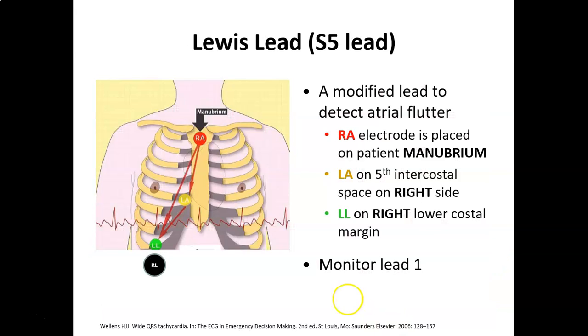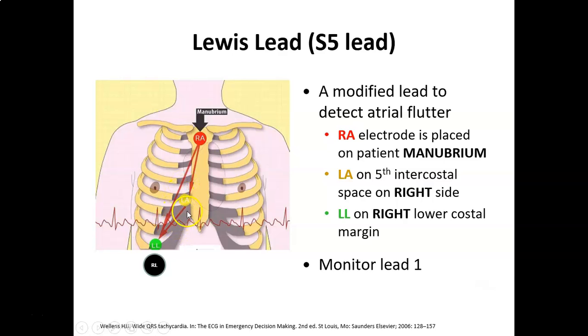So this is another special lead which is called Lewis lead or S5 lead. It's a modified lead to detect the atrial flutter. So here a right arm electrode is placed on the patient's manubrium sterni. Left arm electrode is placed on the fifth intercostal space on the right side, and left leg electrode is placed on the right lower costal margin.